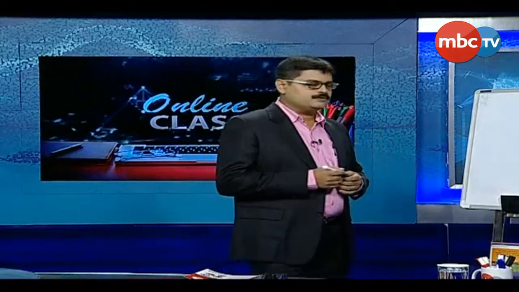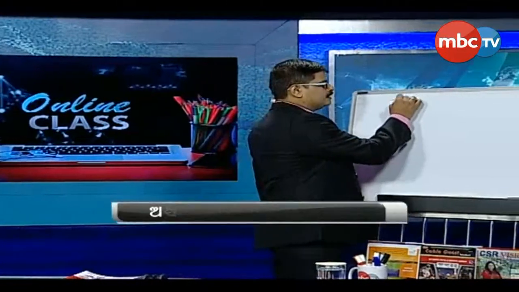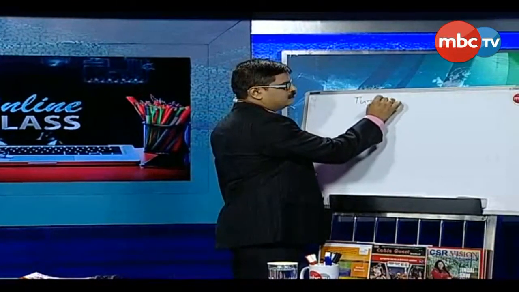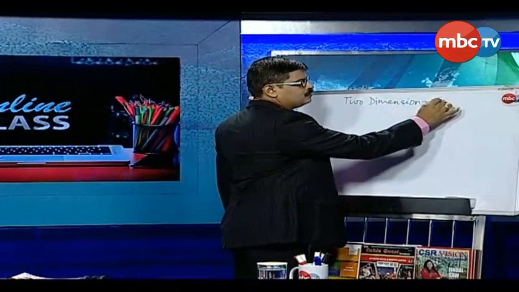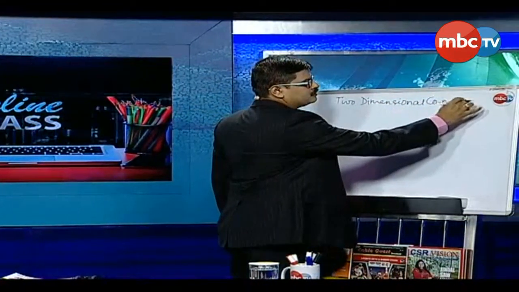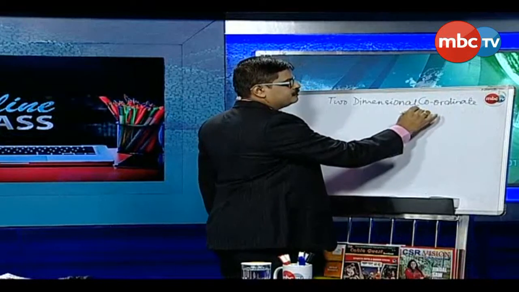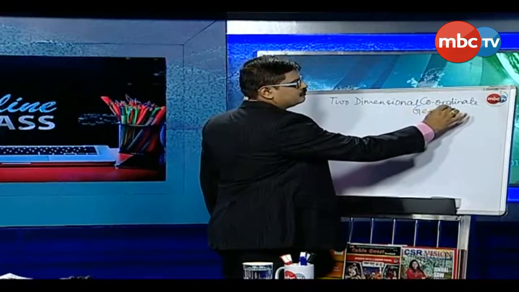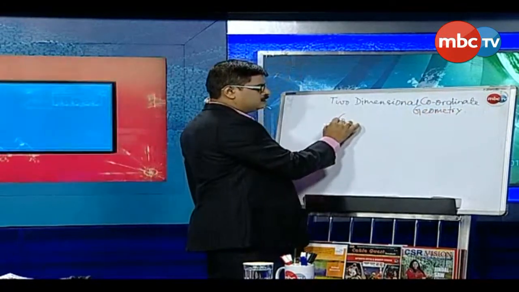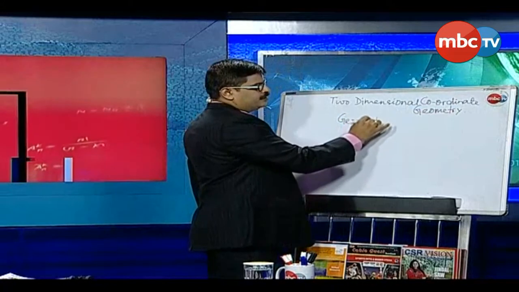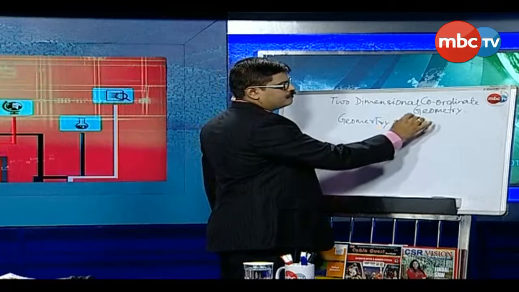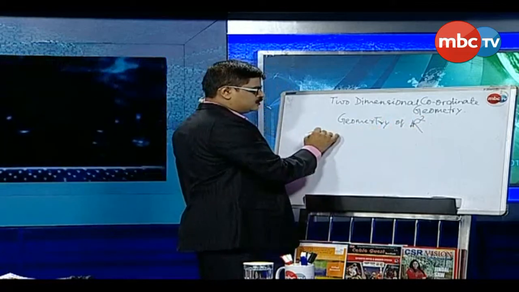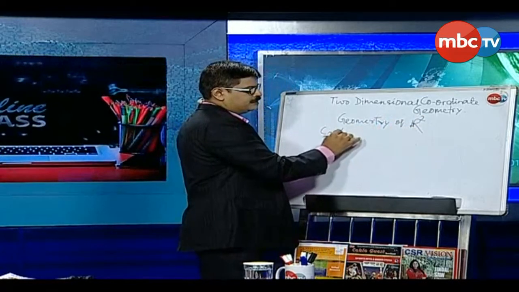Today, we will discuss two-dimensional coordinate geometry. This is also called geometry of R square, or we also call it Cartesian coordinate geometry.